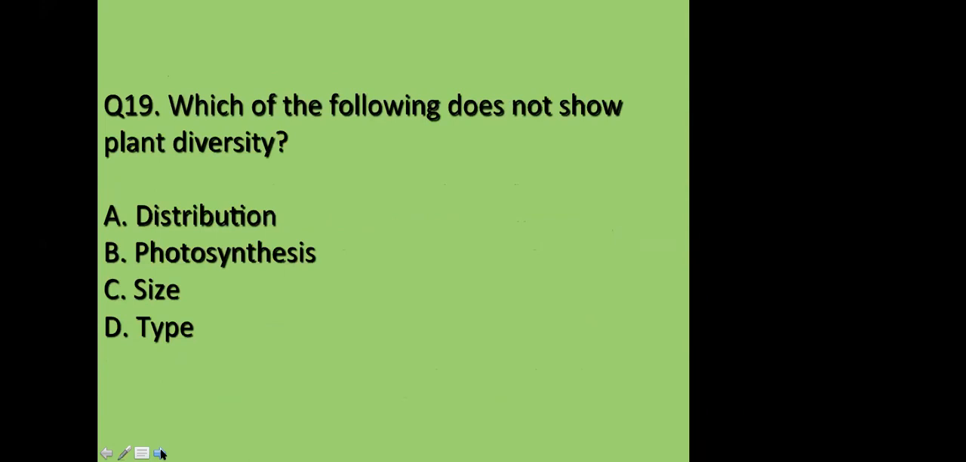Which of the following does not show plant diversity? Distribution, photosynthesis, size, or type? Which doesn't have plant diversity, which doesn't show us diversity?